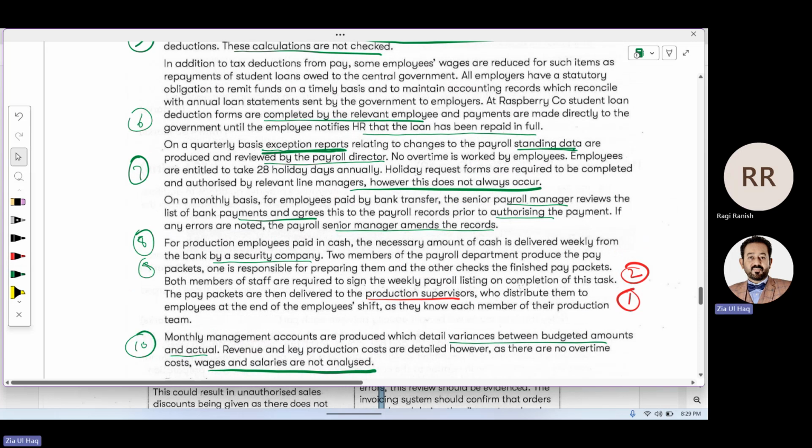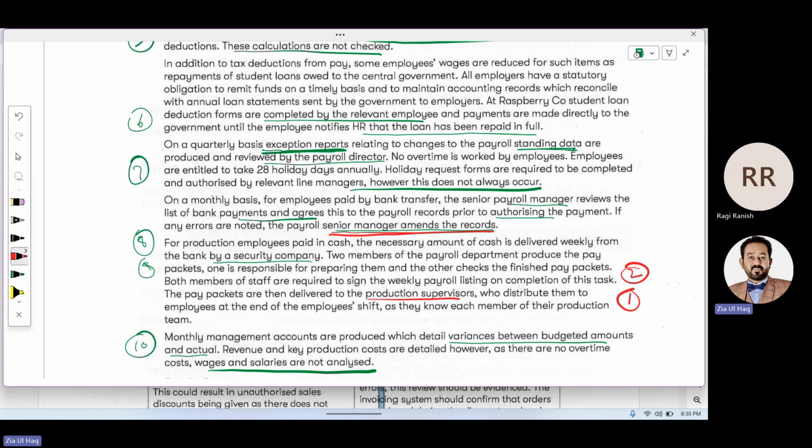If any errors are noted, the payroll senior manager amends the record. Who is amending the record? The payroll senior manager. What record? Payroll record. Where? In the master file. Obviously, where payroll is calculated? In the master file, because all the employee records are there.